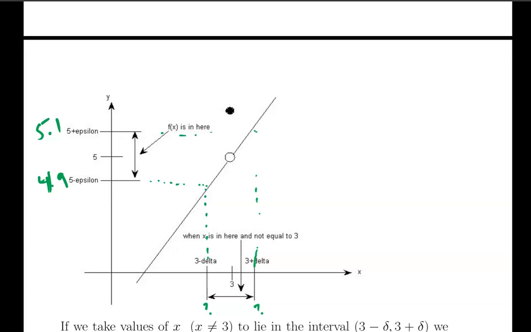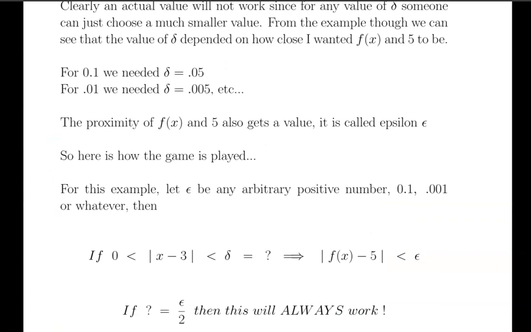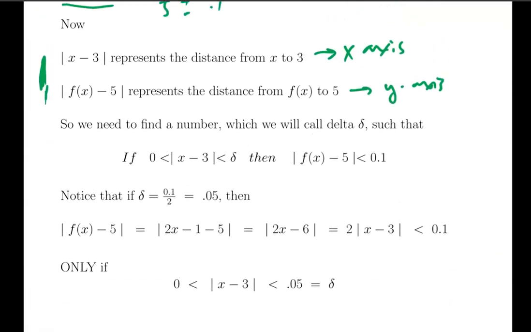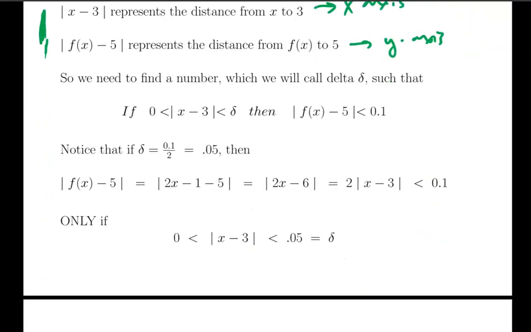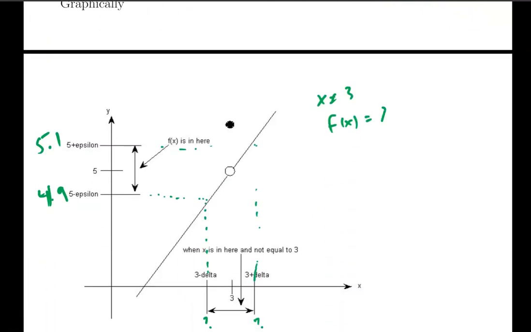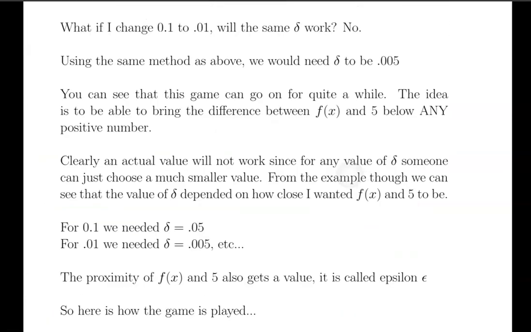So if you know when x is not 3, f of x was, what was it, 2x something, plus 1, minus 1, I forgot already. It was 2x minus 1, sorry. So f of x was 2x minus 1. So if we want to get 5.1, that's 2x minus 1, and we can just solve for x and find that value here. And then if we solve for 4.9, 2x minus 1, we can go ahead and find that value here as well. So let's go back now to where I was.